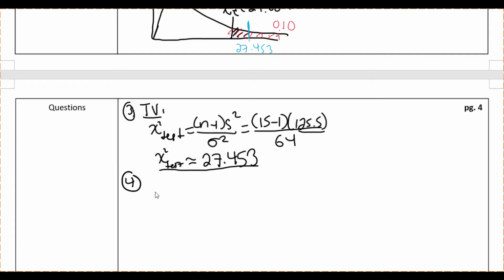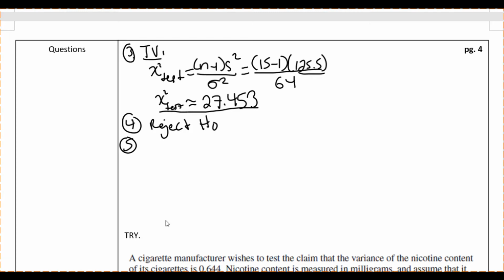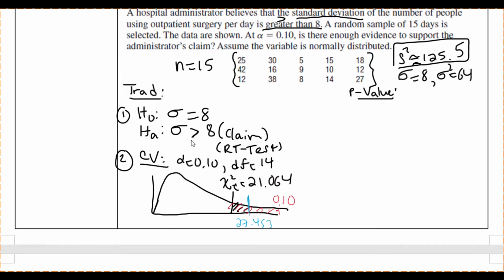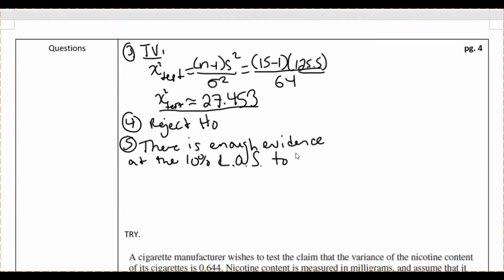So step 4, we reject the null hypothesis. So then when we write the summary, we have there is enough evidence, and we're looking at a 10% level of significance. So at the 10% level of significance, our claim belongs to our alternative, so we're going to use the word support instead of reject.